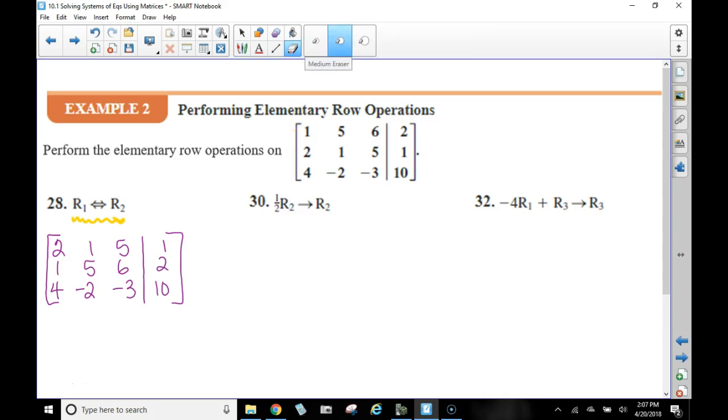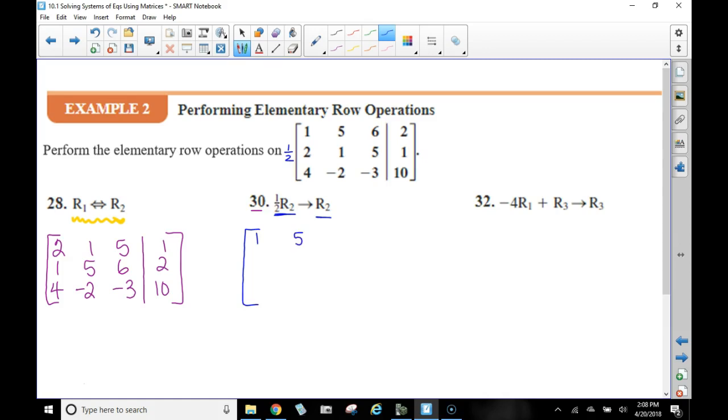Now, on the next one, we're not working off of this purple one for these. What we will be doing later on is working in progressions. We're going to take the last matrix we had and then work with it. But on number 30, it just says to take half of row 2, and that's going to give us a new row 2. So really all that's saying is that we're going to take half of row 2. That's all that's changing to get our row equivalent matrix.